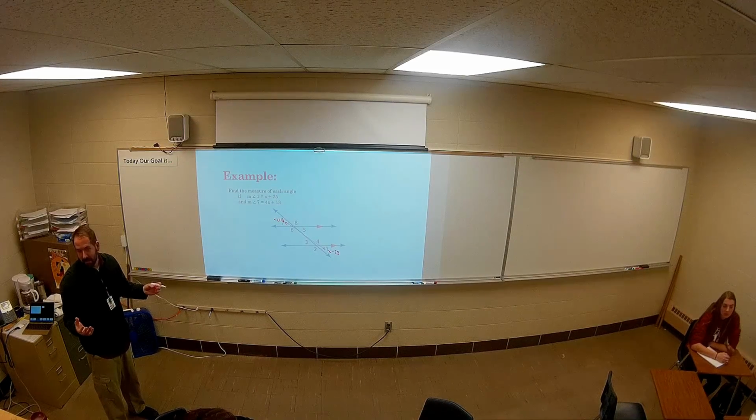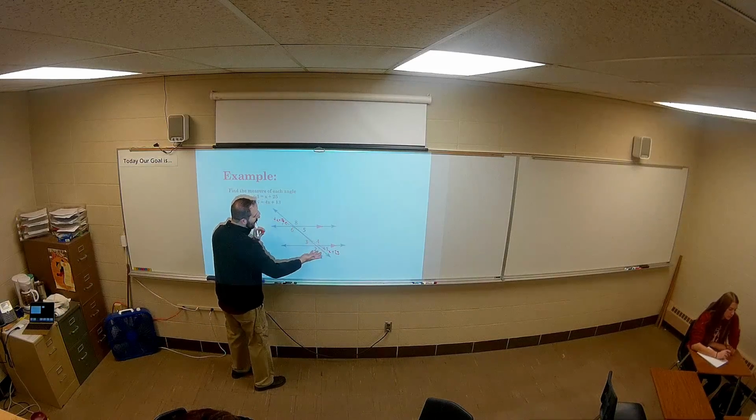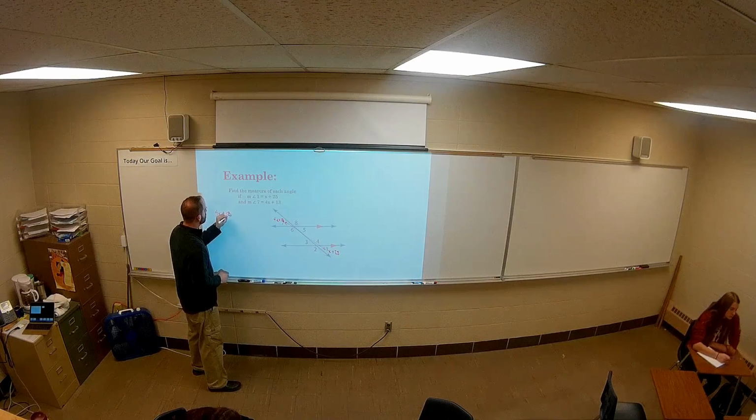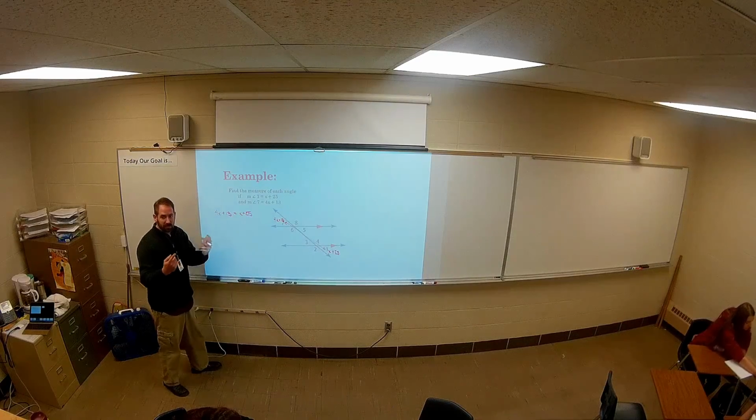They're alternate exterior, right? They're on the outsides of the picture, alternating sides of the transversal. They have to be the same. So if they're equal, you set them equal to each other, like this. And once you have them equal to each other, you can solve, right?